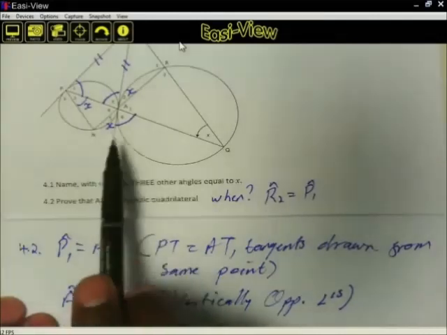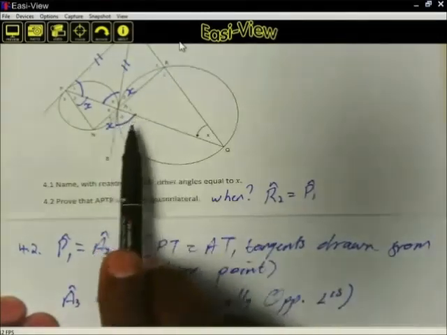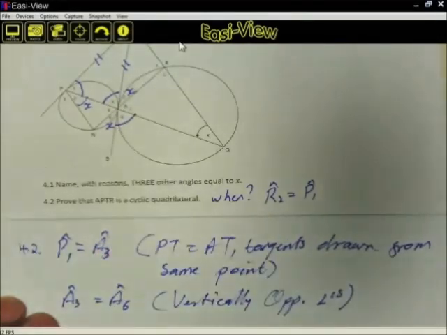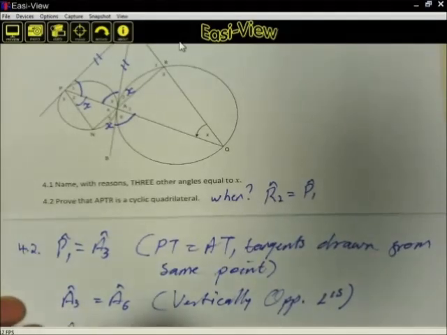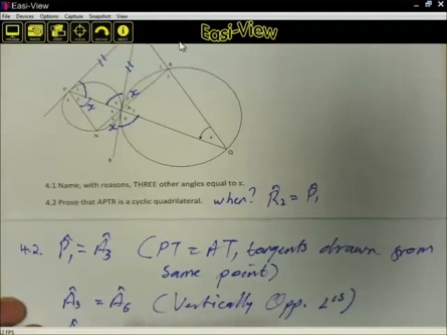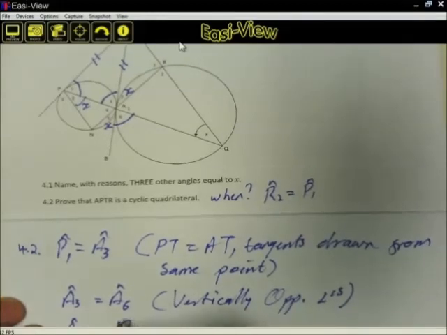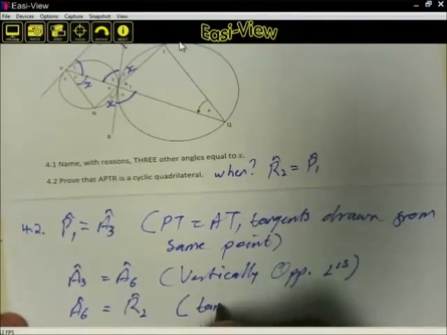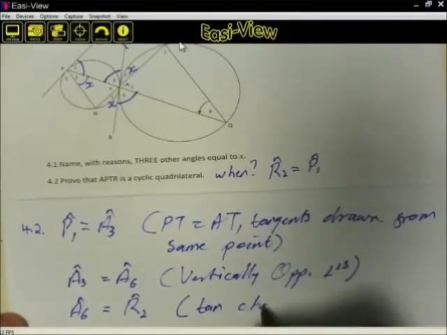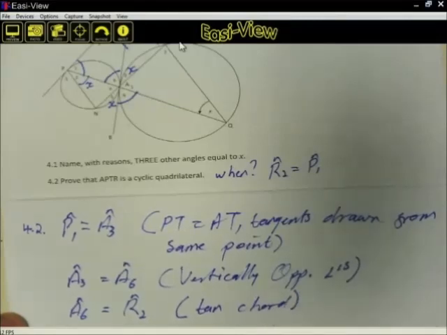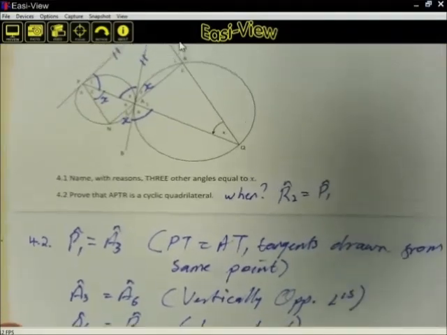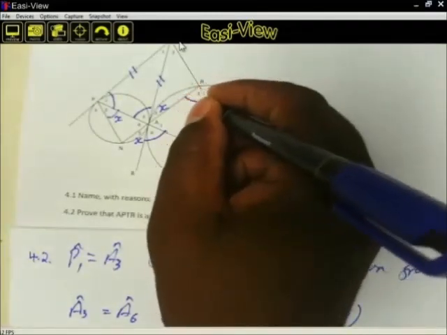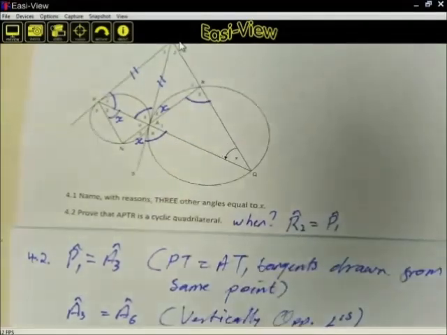Now check the relation between angle A6 and R2. Angle A6 and R2: tan chord. Therefore it means angle A6 is also equal to angle R2. That is according to the tan chord theorem. All the angles that I've marked are now equal. It means R2 also I must mark it exactly the same. Mark it like that.